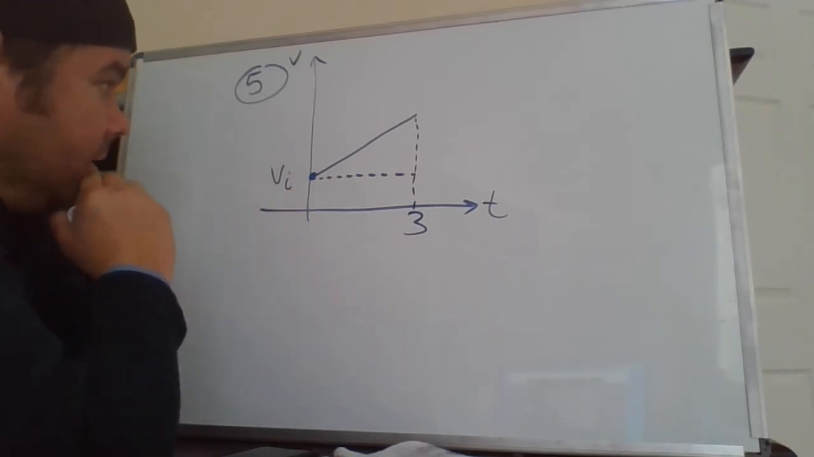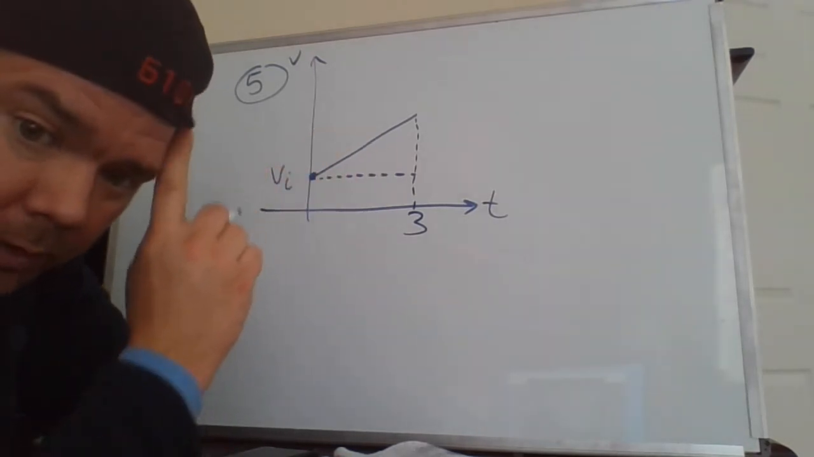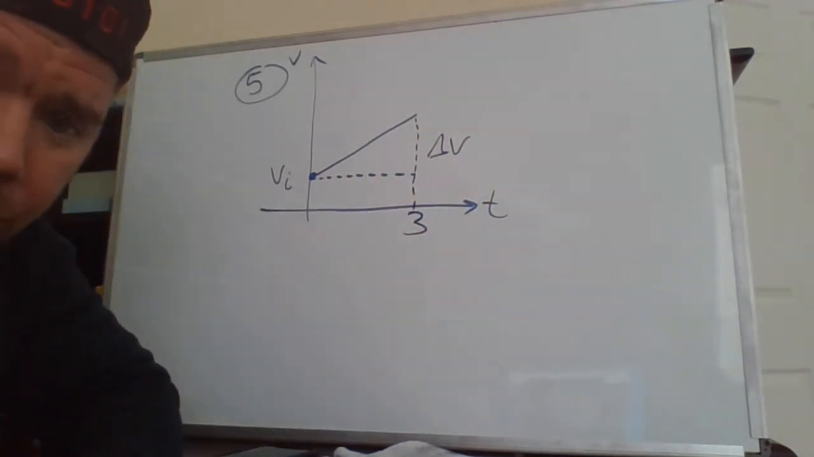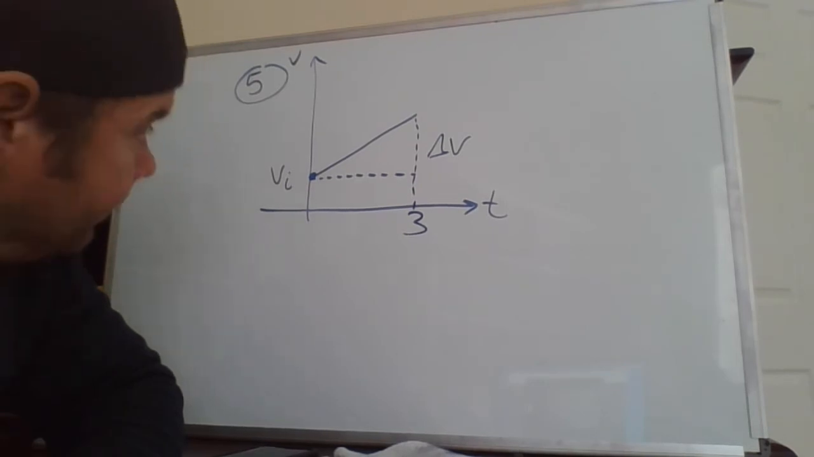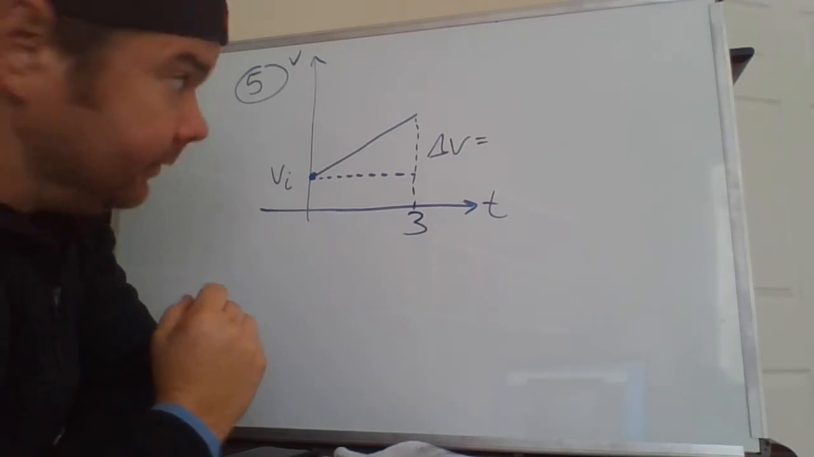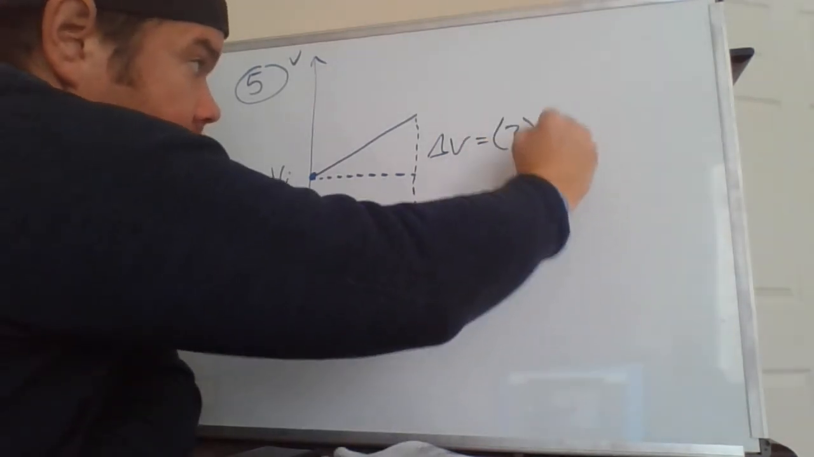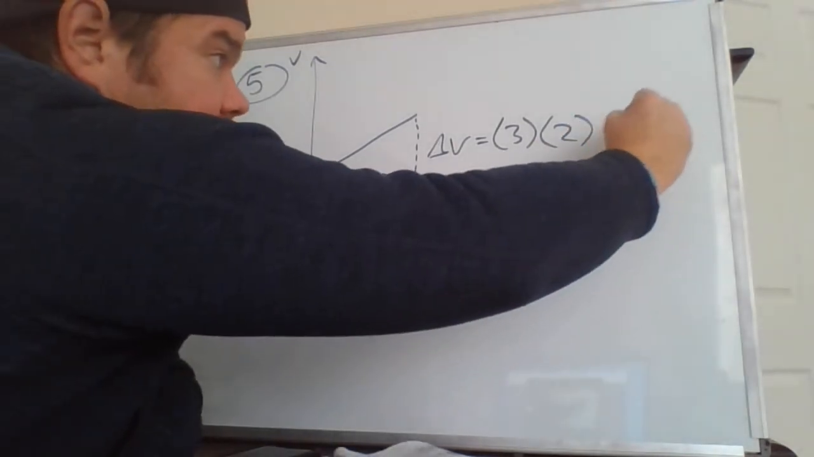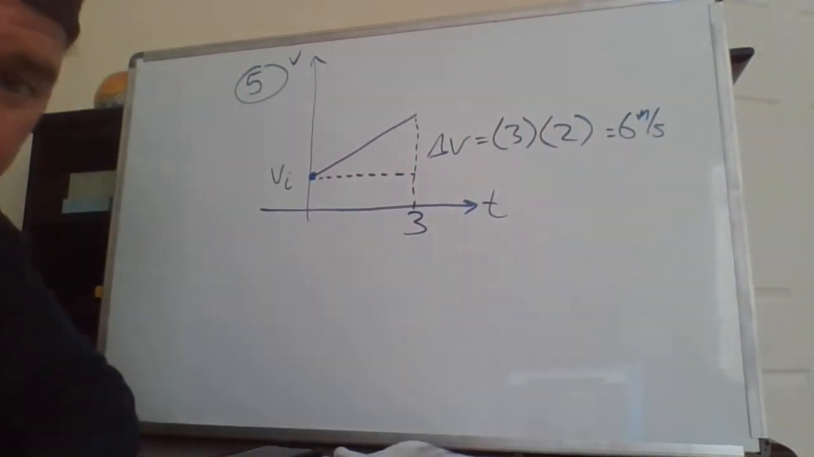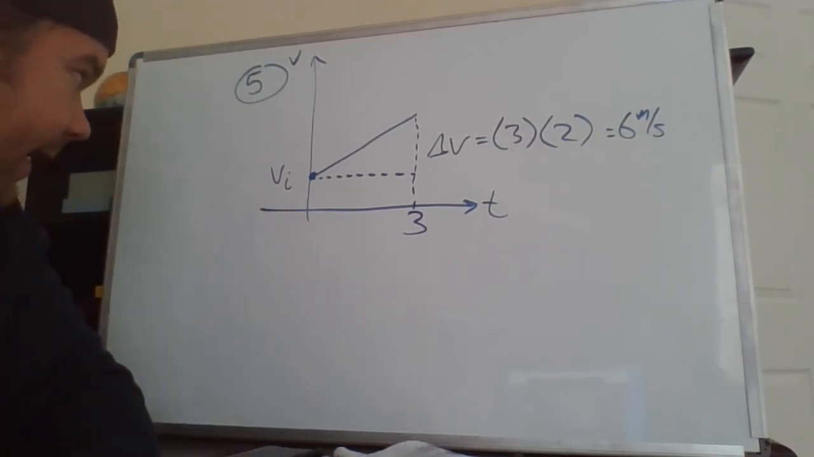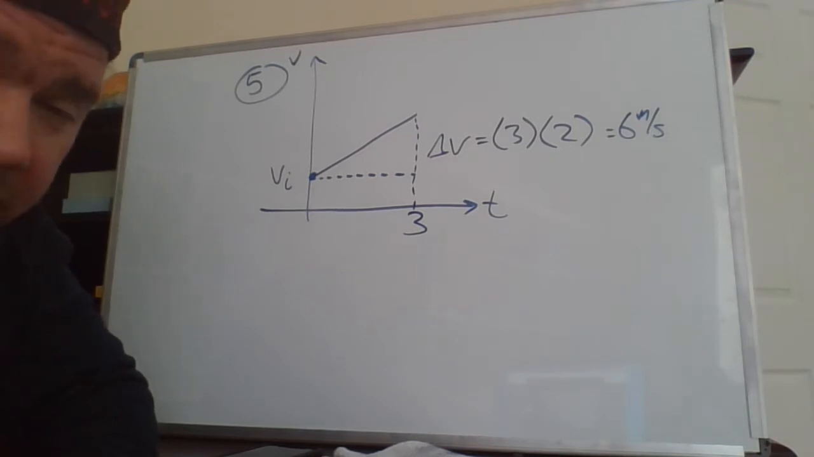Is there anything else I know? Oh, yes, I do. Okay, one other thing I know here. Since I know the amount of time that it moves for, and I know the acceleration, I can figure out the change in velocity by multiplying time times acceleration. So the change in velocity is 6 meters per second, which is going to be useful even if I don't know what it started out at. I do know that it ends 6 meters per second faster than it started.